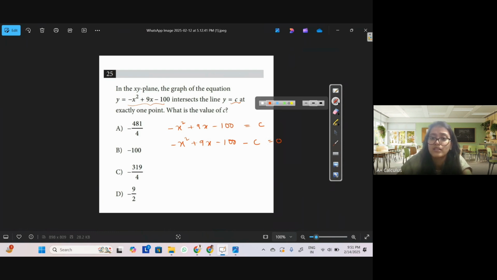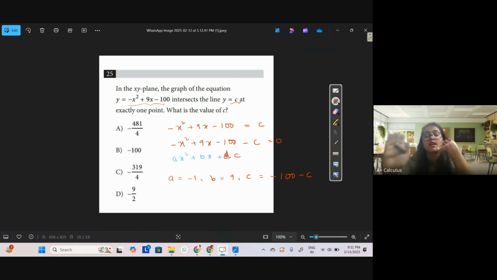Now, if you compare it with the standard form, so ax squared plus bx plus c, you get a is negative 1, b is 9, and c is negative 100 minus c. Well, instead of c, you can take another variable d. So, no, not d. Actually, let's keep it c only.